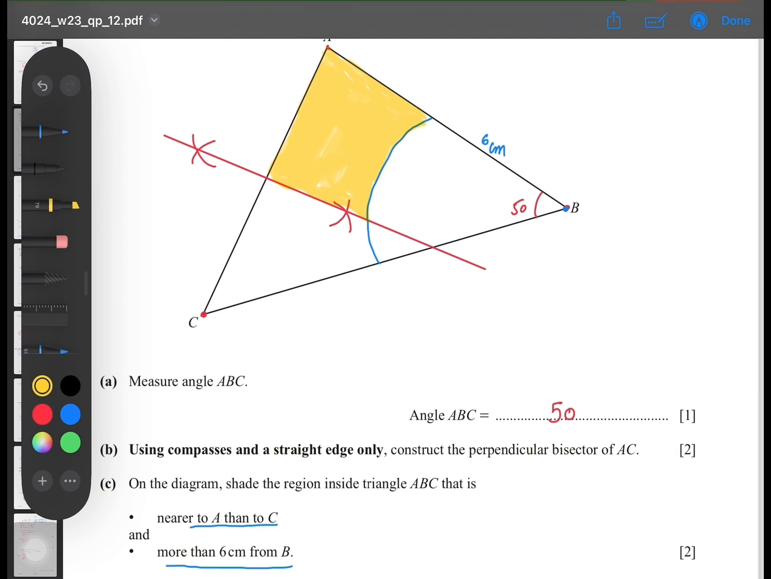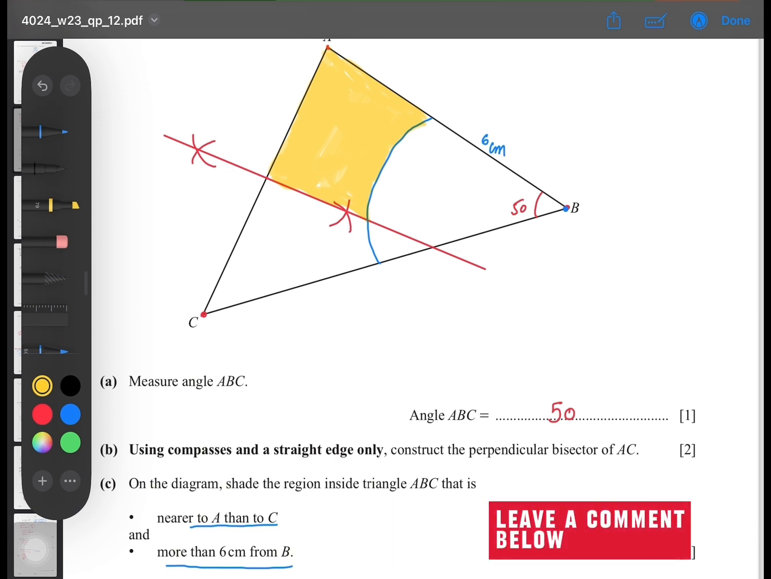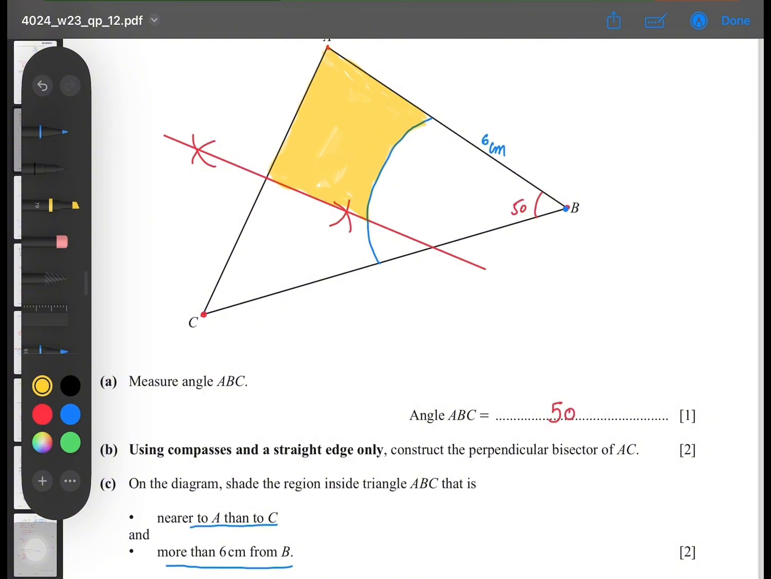I'm not using proper tools of geometry, so this is the estimated perpendicular bisector and estimated shaded region. If you use proper tools, you will construct the exact perpendicular bisector and shade the region exactly.